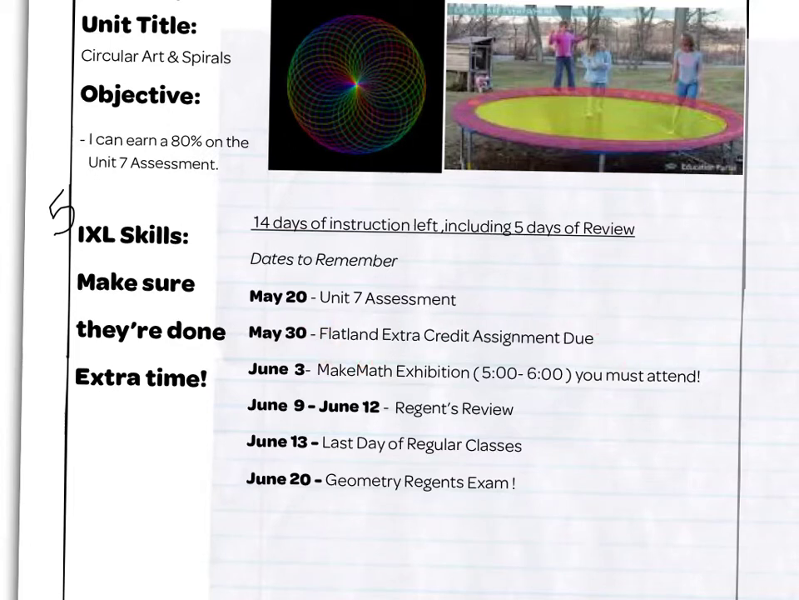Many of you who have low IXL skills need to do this assignment. Okay? June 3rd is going to be the Make Math exhibition from 5 to 6 p.m. You must attend. You cannot leave. June 9th through June 12th is Regents Review, specifically Regents Review. June 13th included, which is our last day of regular classes. And on June 20th, it is the Geometry Regents exam. Good luck. Let's look at the review.